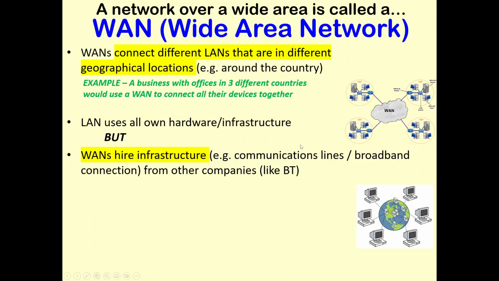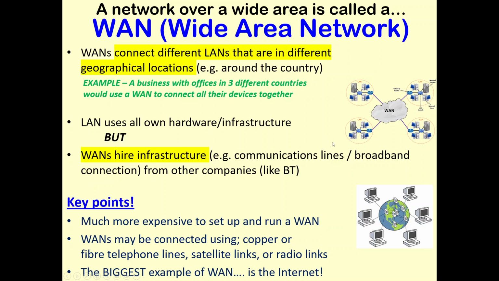Remember, in a LAN, the company or the organization owns all the hardware, but in a WAN, some of the infrastructure like the telephone lines and things have to be hired because it would be unsuitable to put up yourself. So it is more expensive to run a WAN, and you have to have some other connections, and the biggest example of a WAN is the internet.